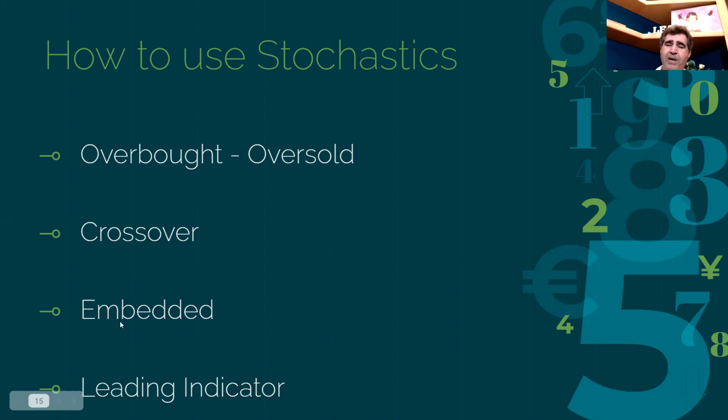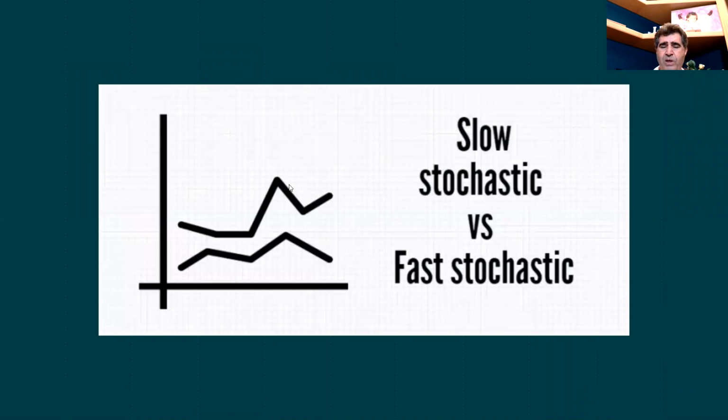There's something called embedded, which I use a lot. Basically, it's a non-traditional way of using stochastics. And as I mentioned, stochastics are the leading indicator for your position. So before I go further, let's find out what the formula for stochastics actually is. There are two different kinds: slow stochastics and fast stochastics. Which one should we use, and which one works best in different environments?